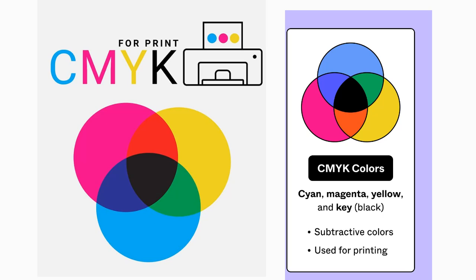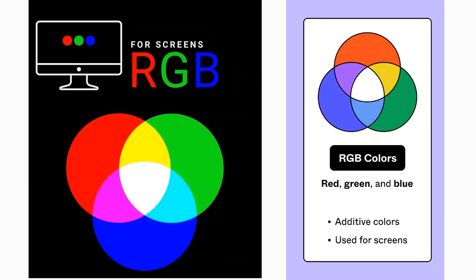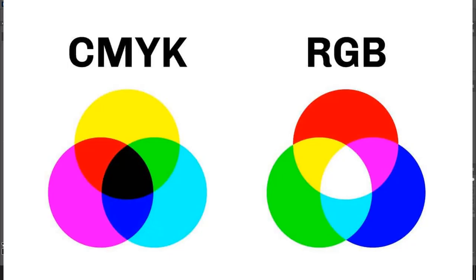And RGB is a digital screen display color mode, which comprises 3 different colors: red, green and blue. As a graphic designer, any time you are about to start any design at all, ask yourself, where is my design going to end? If it is going to end on a screen, make sure you use the right color mode, which is RGB. And if it is going to be printed, make sure you use the right color mode, which is CMYK.